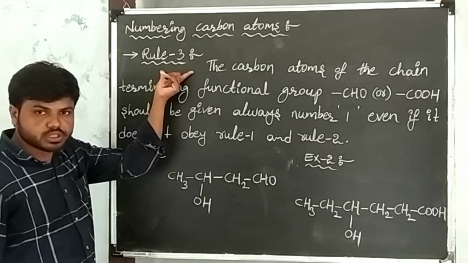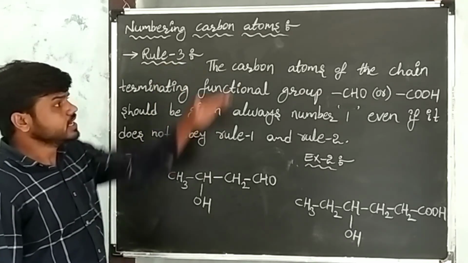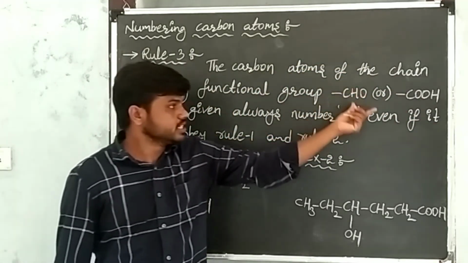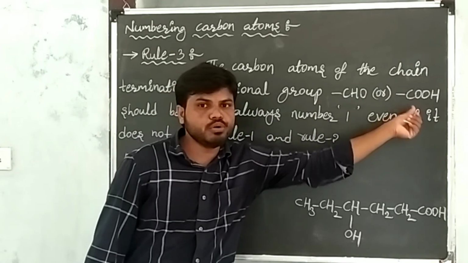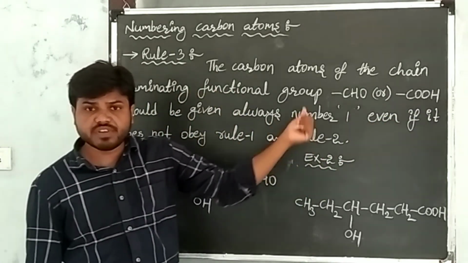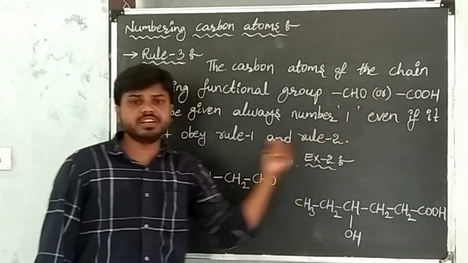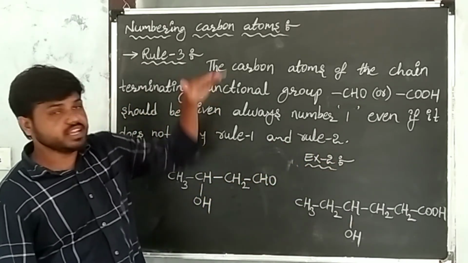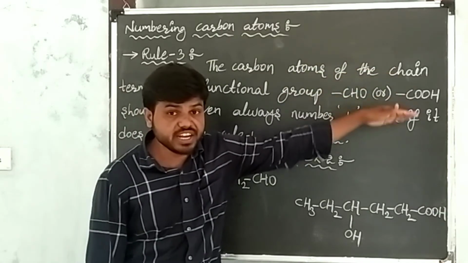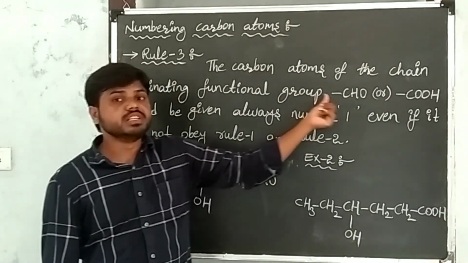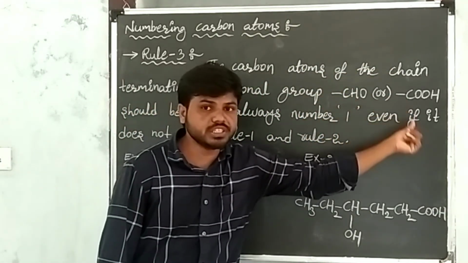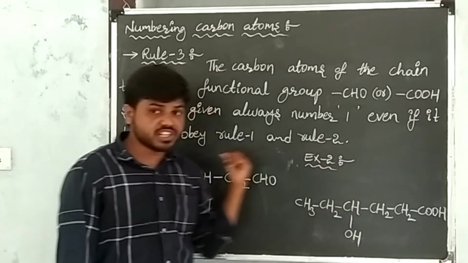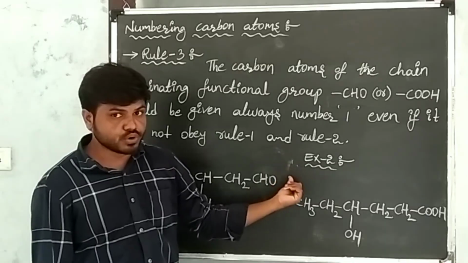Now we discuss rule 3. The carbon atom of the chain terminating functional groups CHO or COOH should always get the first number even if it does not obey rule 1 and rule 2. I am repeating. The carbon atom of the chain terminating functional group CHO or COOH should always get the first number even if it does not obey rule 1 and rule 2.